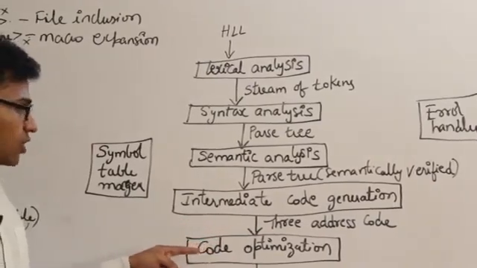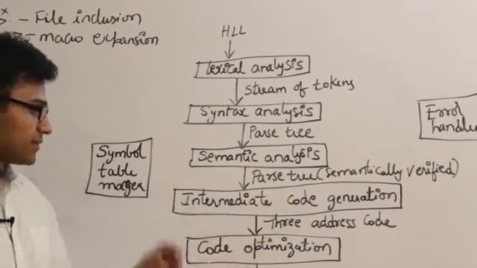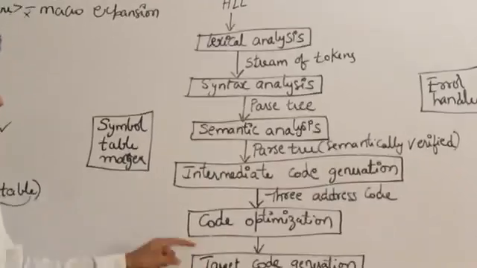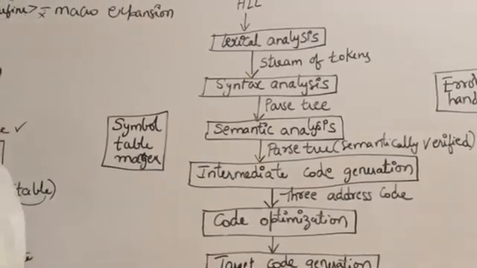Now the output of this intermediate code generator will be given to the code optimizer. The main purpose of the code optimizer is to reduce the size of the program or to reduce the number of lines. And then it will be given to the target code generator. The target code generator is finally going to generate the assembly code.